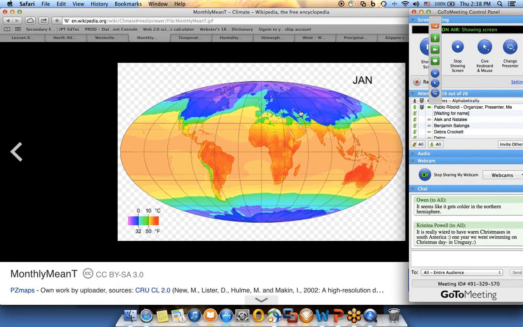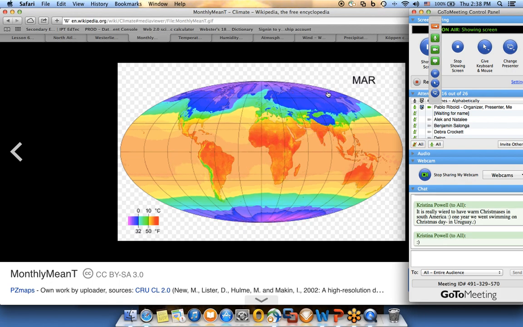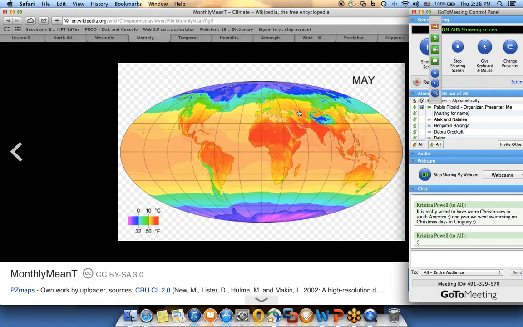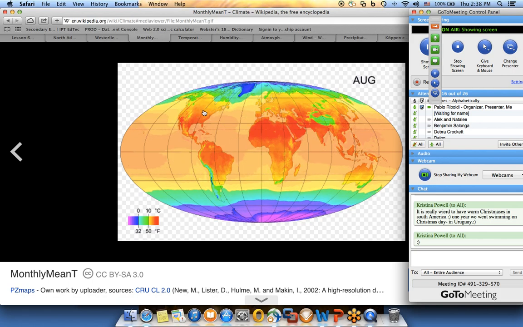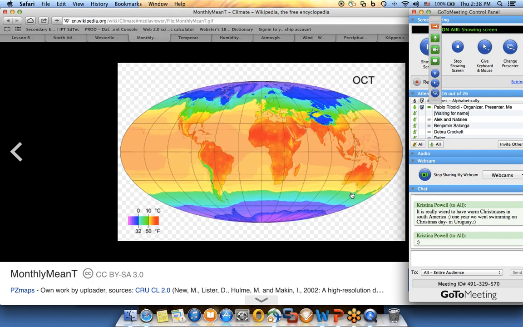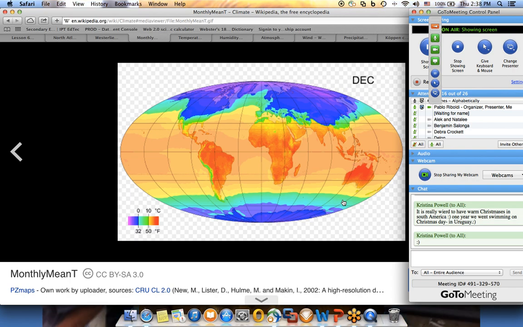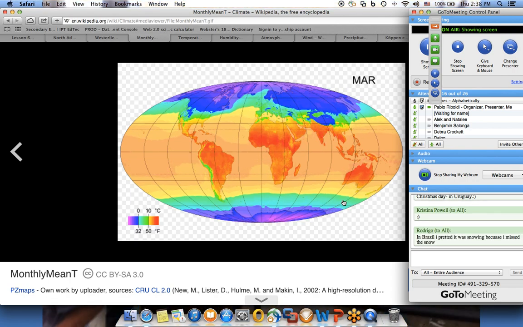Okay, so why does the Northern Hemisphere get so much colder in the winter than the Southern Hemisphere? What makes such a huge difference?